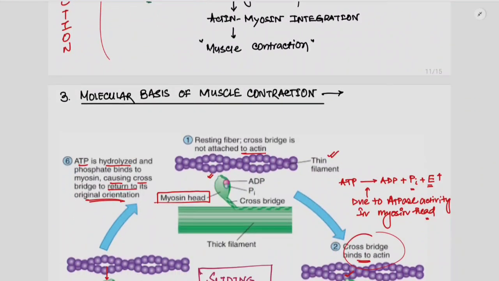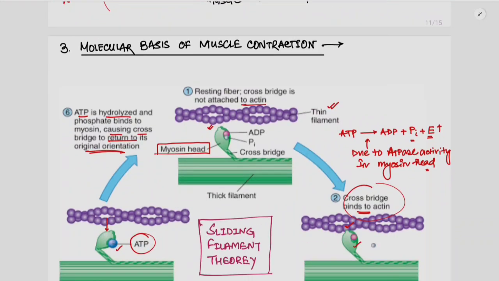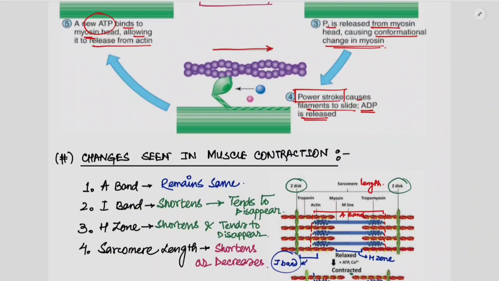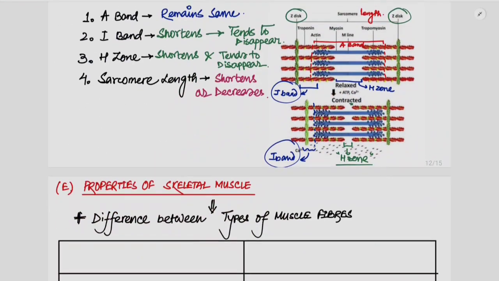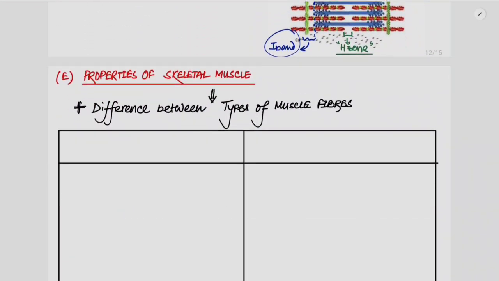And then we come to the molecular basis of muscle contraction and the sliding filament theory. It is also an important question in your examination, and the changes in muscle contraction. Next, move to the next topic or subtopic. It is the properties of the skeletal muscle.